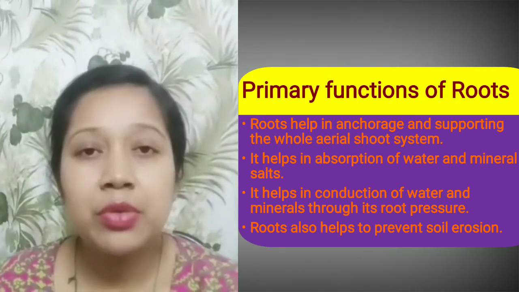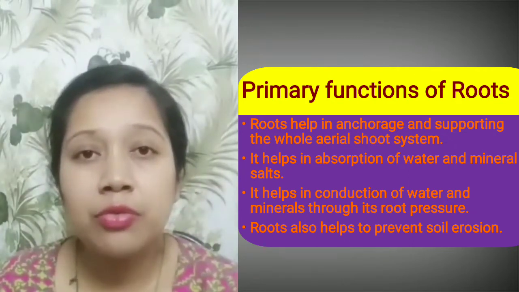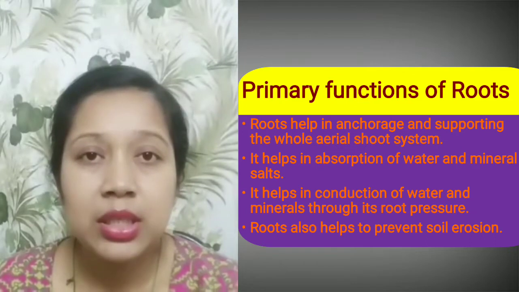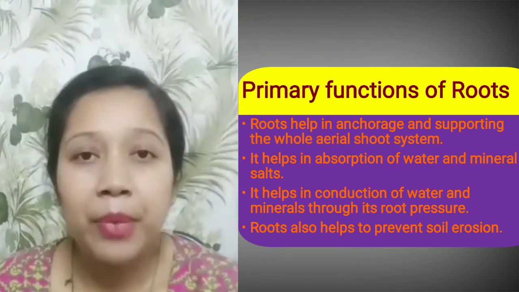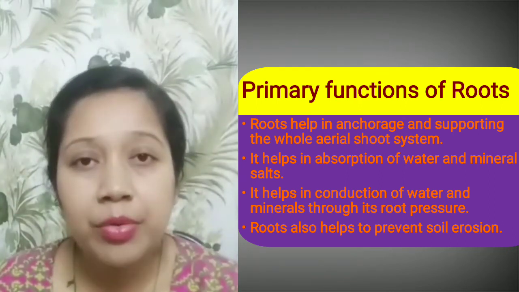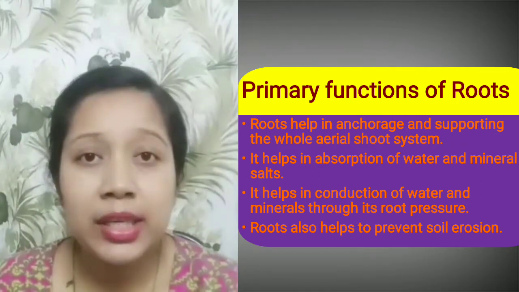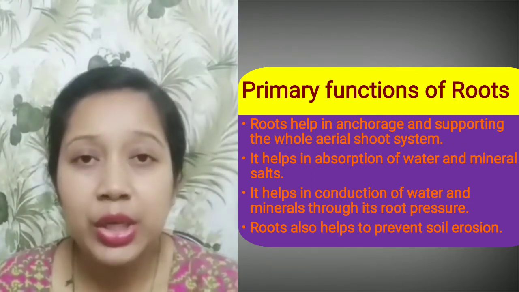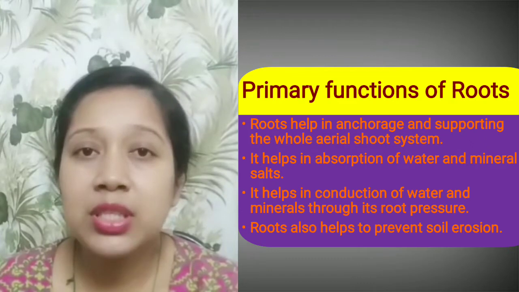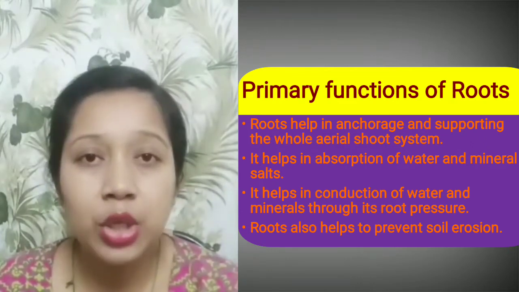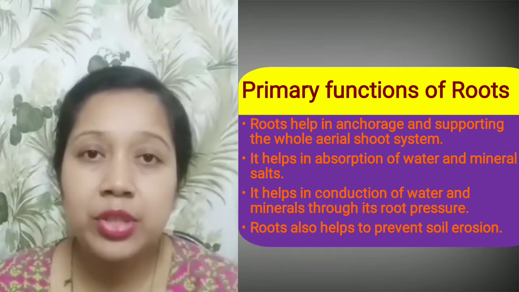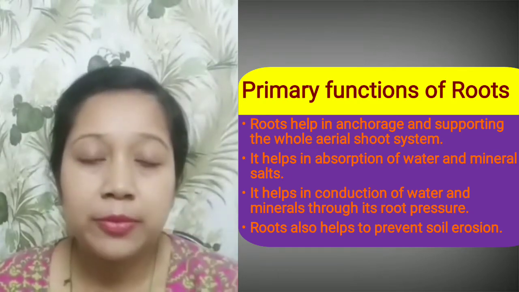Now let's at first try to understand the primary functions of the roots. See, in any plant body, the roots are the parts which remain anchored to the soil, and the anchorage of these roots to the soil keeps the whole plant body erect. Or we can say that the root system supports the upper plant body. So that is the first function, that it helps in the anchorage of the plant body to the soil.